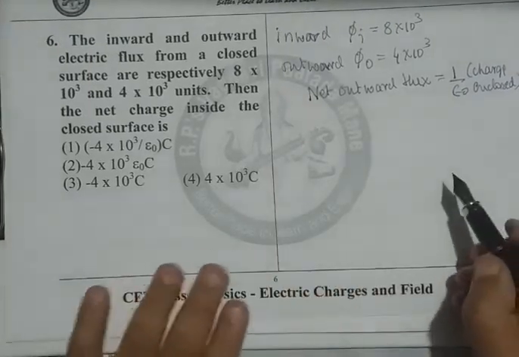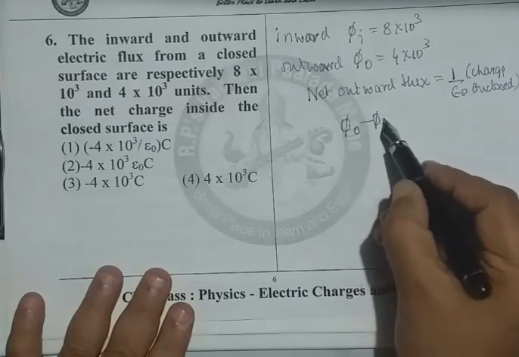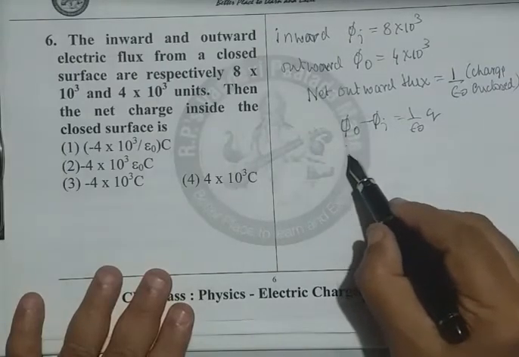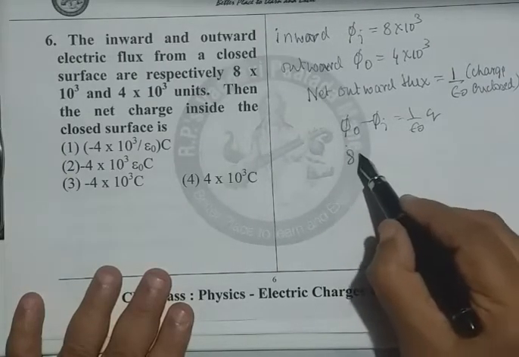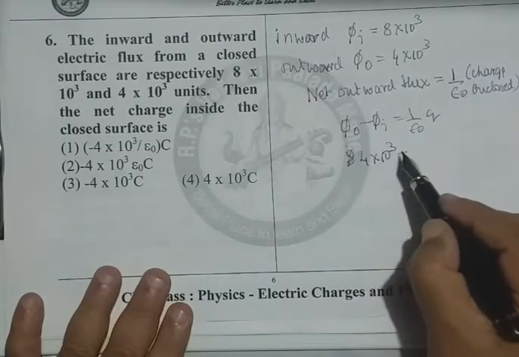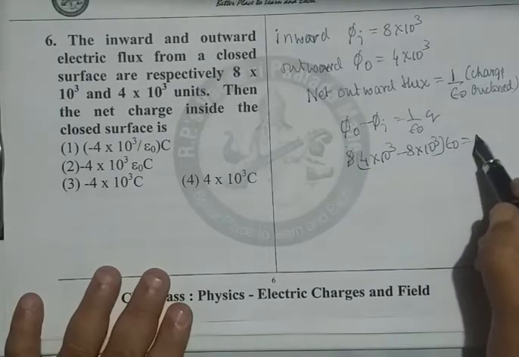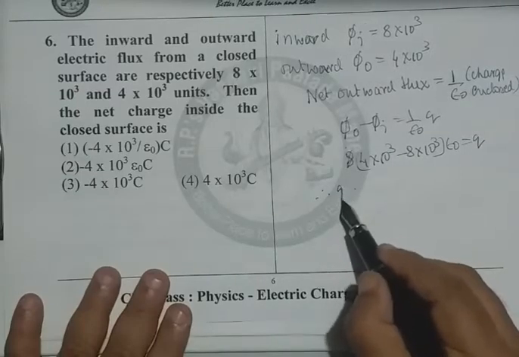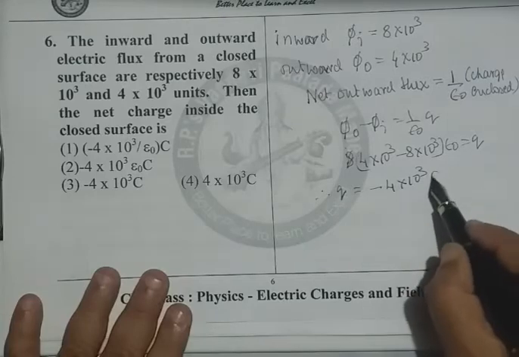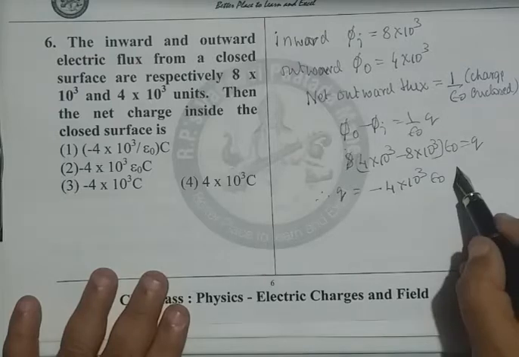But observe now, net outward flux means phi O minus phi I equals 1 by epsilon naught Q. Phi O, I write 4 into 10 raised to 3 minus 8 into 10 raised to 3, whole into epsilon naught is Q. Therefore, our final answer, charge enclosed is minus 4 into 10 raised to 3 epsilon naught coulomb. Therefore, option 2 is right.